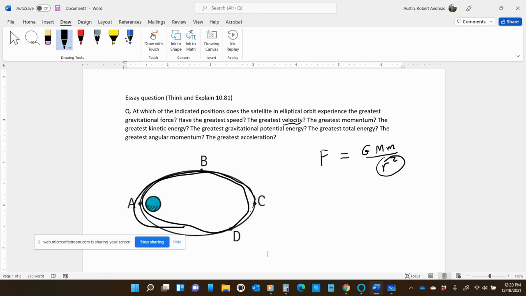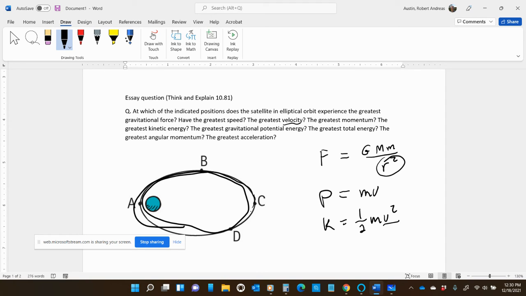Greatest momentum, well, usually letter P represents momentum. And the magnitude of it, the size of momentum, is the mass times the velocity. Well, if the velocity is the biggest at A, then the momentum will be its maximum value at A, assuming the mass doesn't change, which it normally wouldn't. So the momentum will be the greatest. The kinetic energy is 1/2 times the mass times the velocity squared. If the velocity is biggest at A, then obviously kinetic energy must be the biggest value at A.